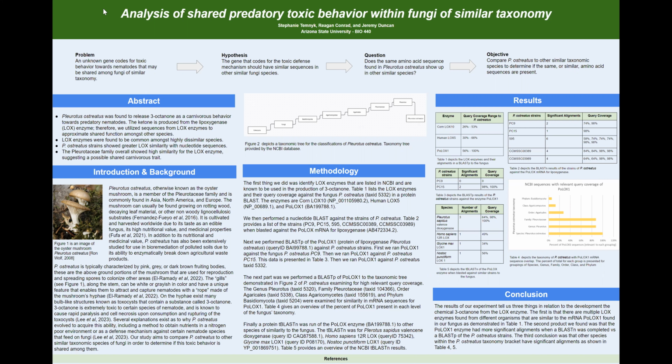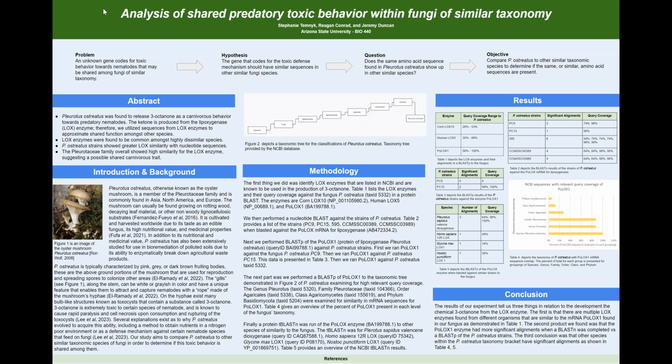The ketone is produced from the lipoxygenase, or LOX enzyme, and so we utilized sequences from LOX enzymes as an approximate to judge shared predatory toxic behavior. And what we found is that LOX enzymes are very similar and found amongst highly dissimilar species. P. ostreatus strains themselves actually showed greater LOX similarity for nucleotide sequences. And overall, the Pleurotaceae family showed high similarity for the LOX enzyme, ultimately suggesting a possible shared carnivorous trait.